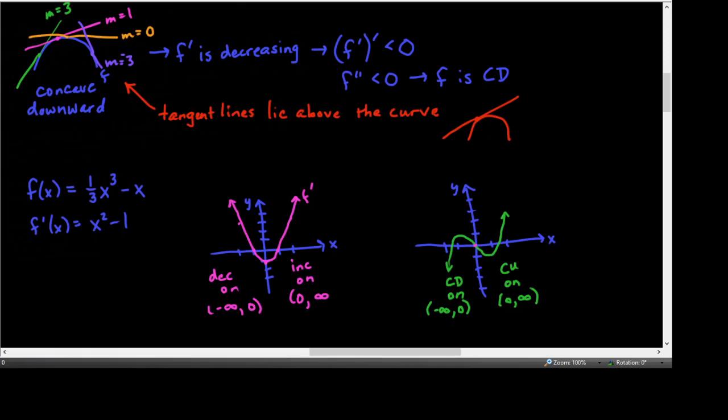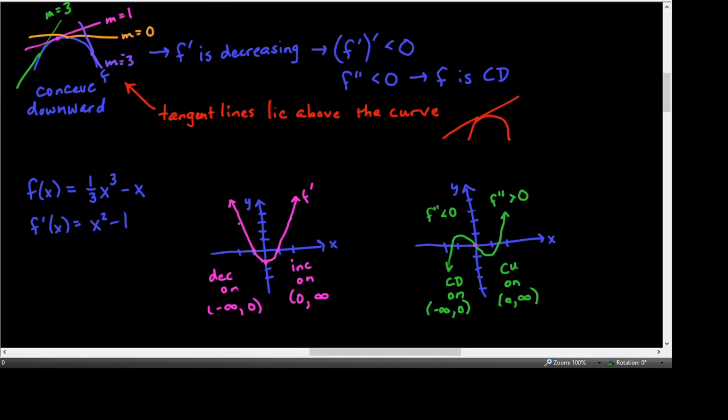I hope you can see that when the first derivative graph is decreasing, which means f double prime will be negative, then this graph will be concave downward. And when f prime is increasing, which means its derivative, f double prime, is positive, the graph is concave upward. Okay, so it's just a little bit of visual representation of that.